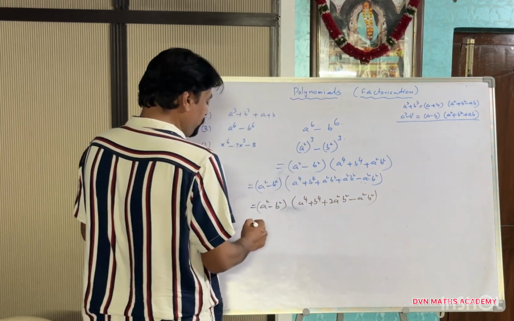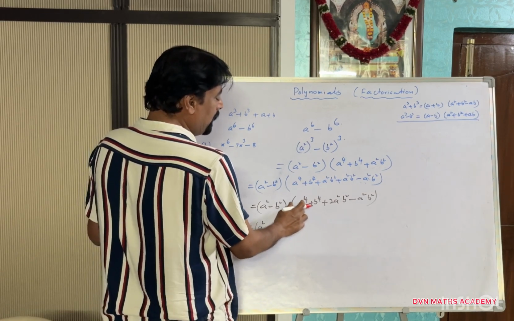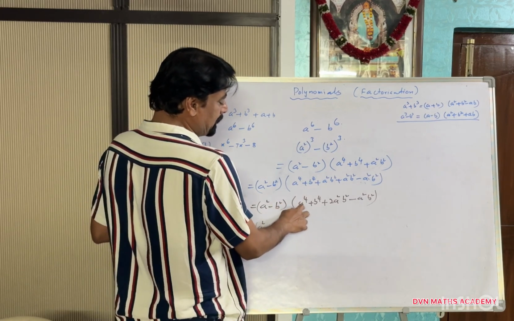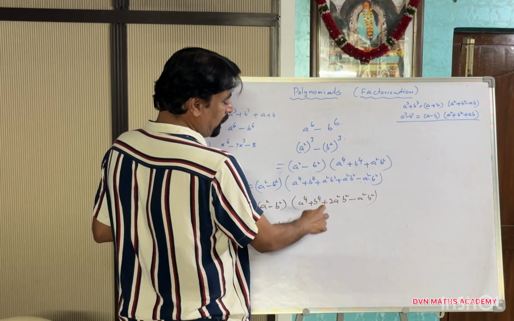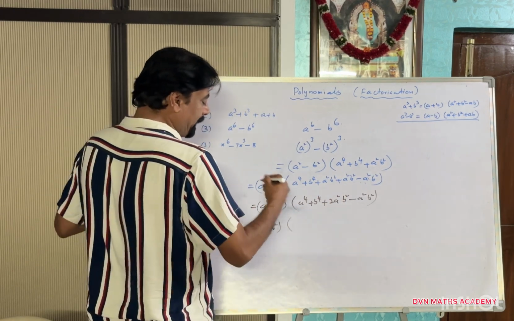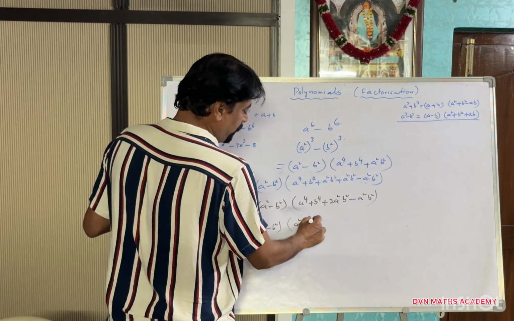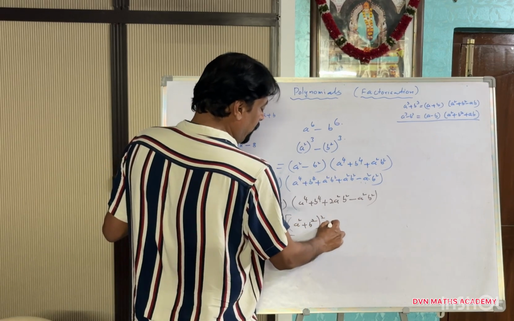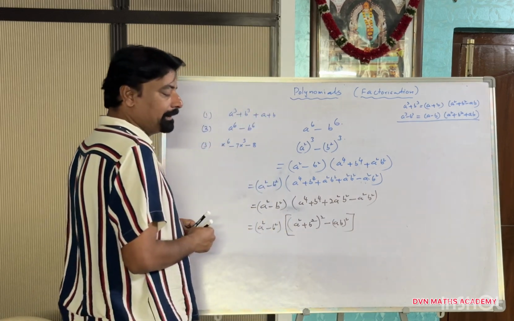This is my second step, and this becomes a square minus b square into, this is in the form of a plus b whole square, because I can write this as a square whole square, this is b square whole square, this is 2a square b square, which is in the form of a plus b whole square. I can write this as a square plus b square whole square minus ab whole square. So like this we can write this.